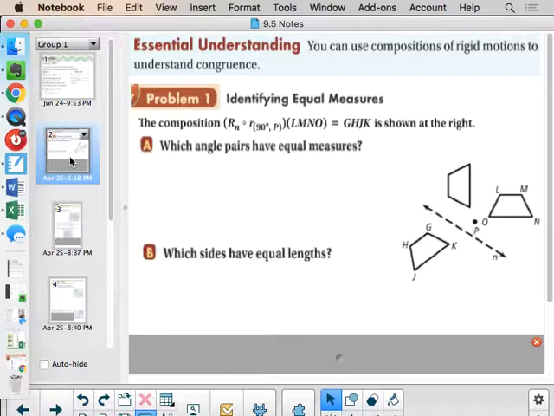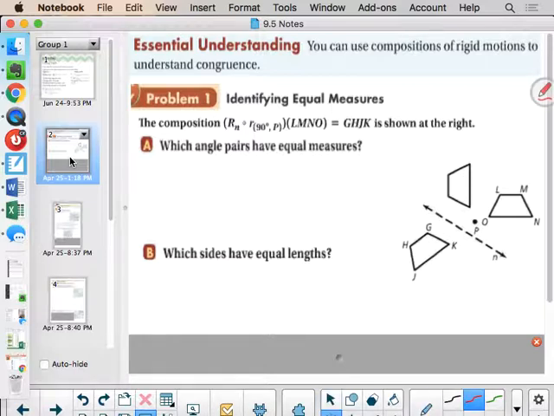Rigid motions. They preserve distance. They preserve angle measure. So because of that, when I have transformed an object by doing a translation, by doing a reflection, by doing a rotation, I have maintained all those things. Therefore, the two figures, the pre-image and the image, oh my God, they're congruent. That's the big idea. It's madness, right? Who would have thunk?